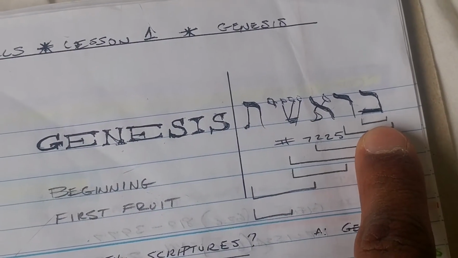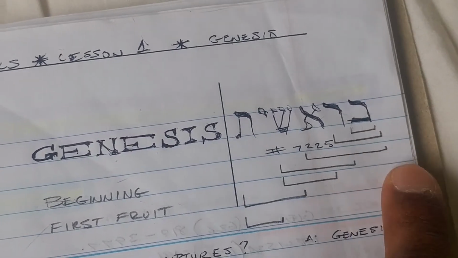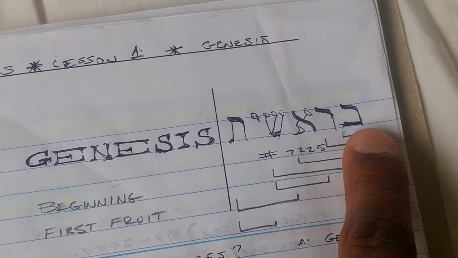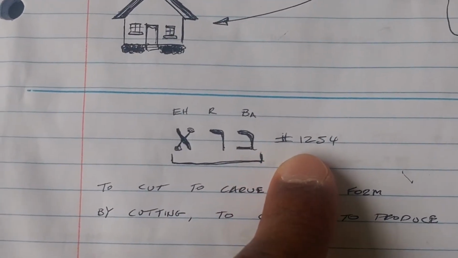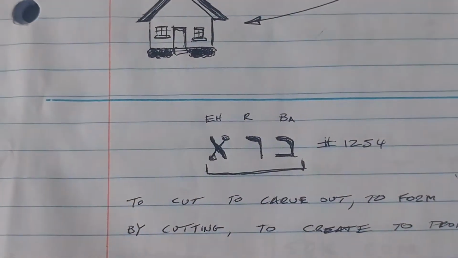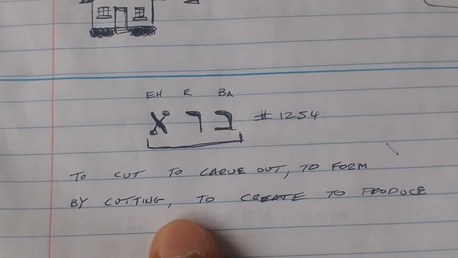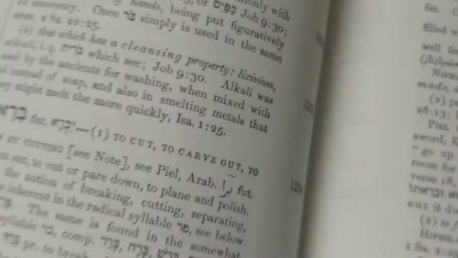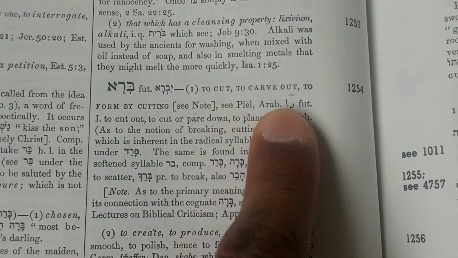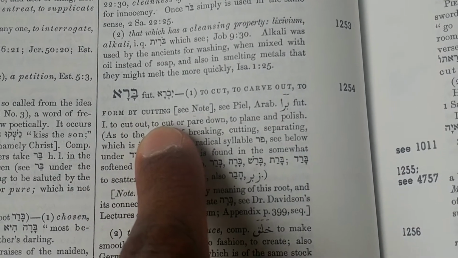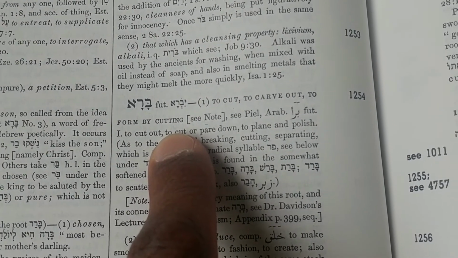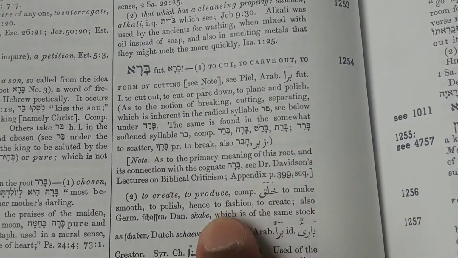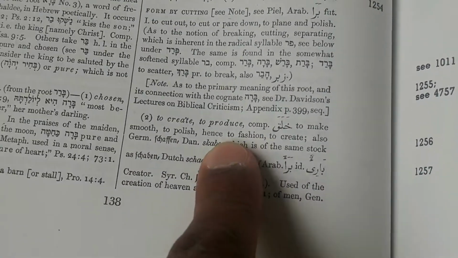Okay, empty. So we broke down bar, and we broke down bar, and now we're going to break down beret. The first three characters, beret. Beret can be found in H1254. It means to cut, to carve out, to form, by cutting, to create, to produce. All right, let's look at it. To cut, to carve out, to form by cutting. Okay? The Most High carved out the earth and carved out the heavens. Okay? To create, to produce.